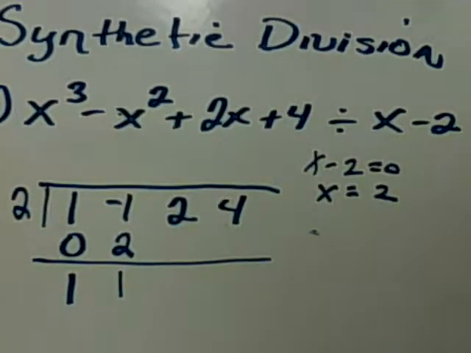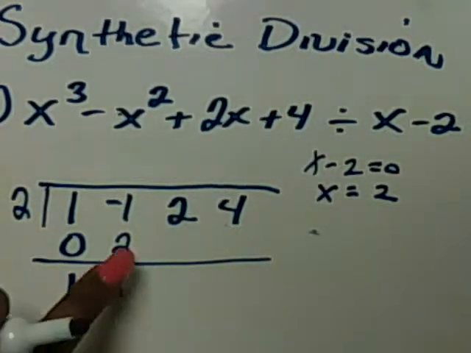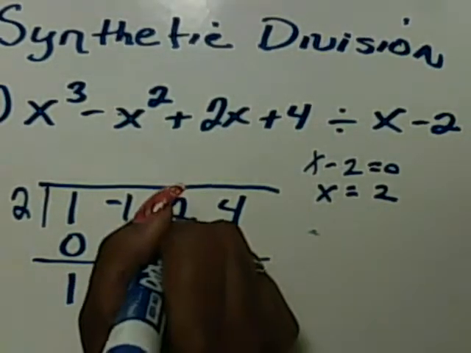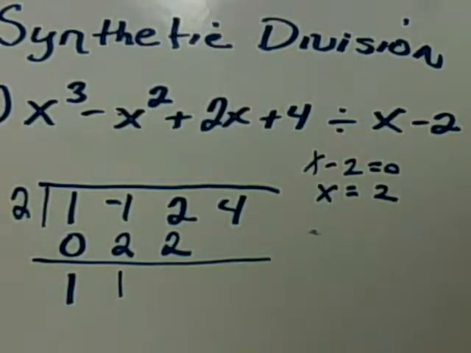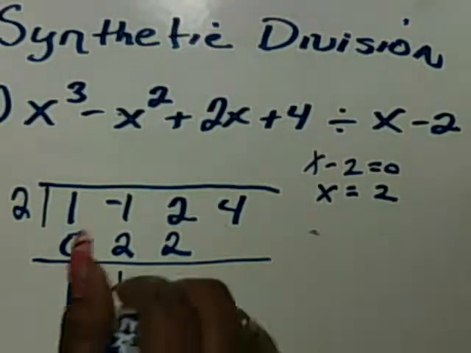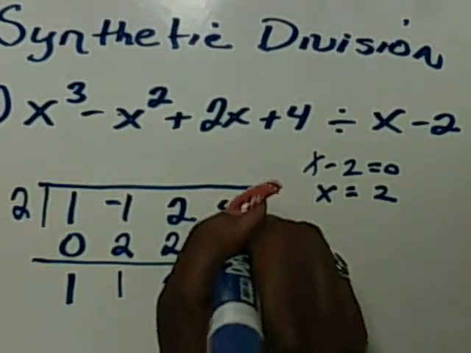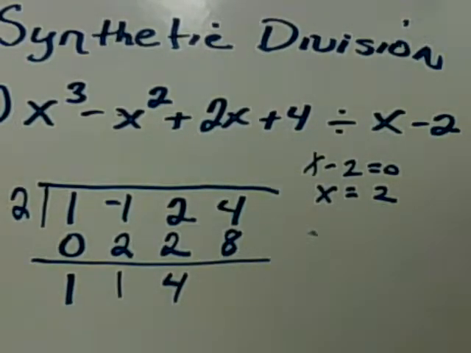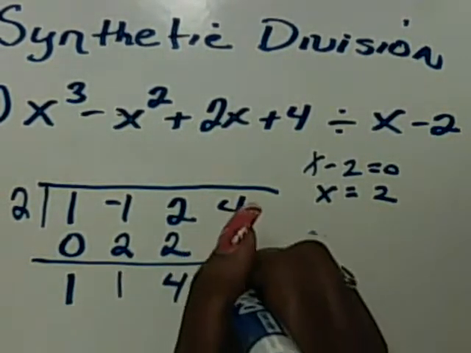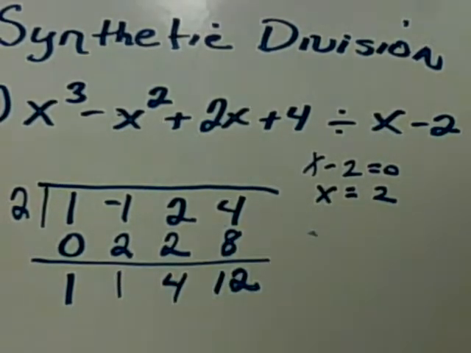And then I'm going to multiply again. 2 times 1 is 2. I'm going to add these together. And that's going to give me 4. And then 2 times 4 is 8. I'm going to add these together. And then that's going to give me 12.